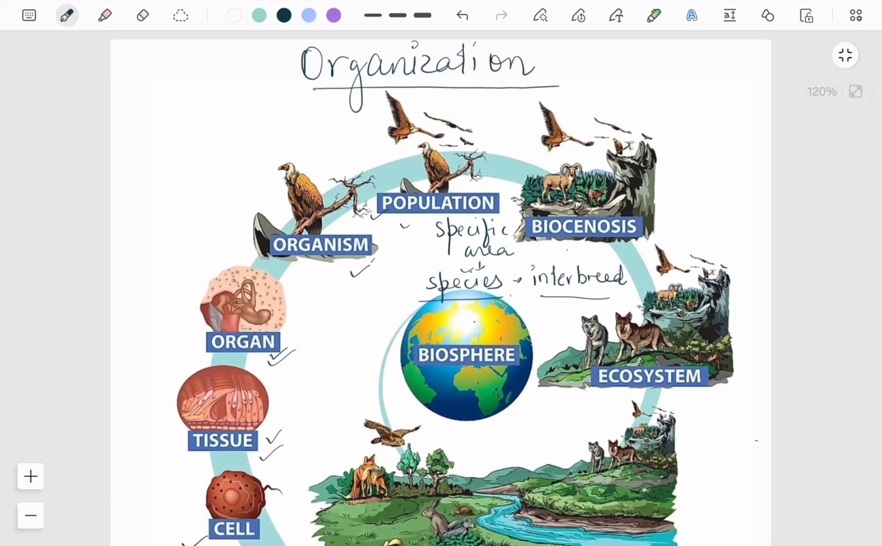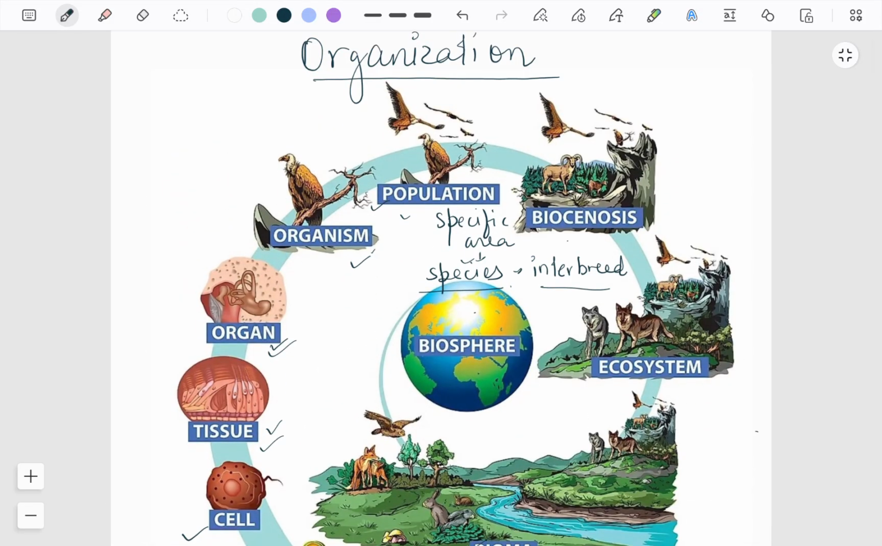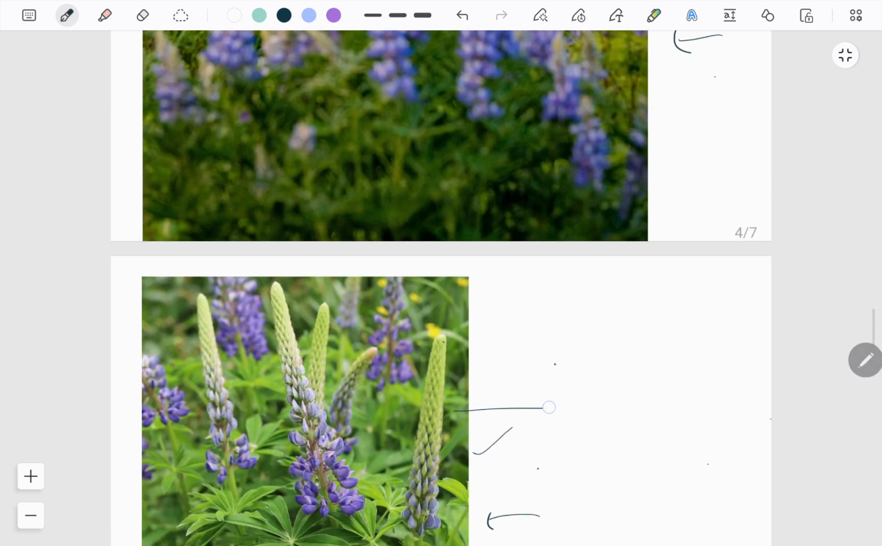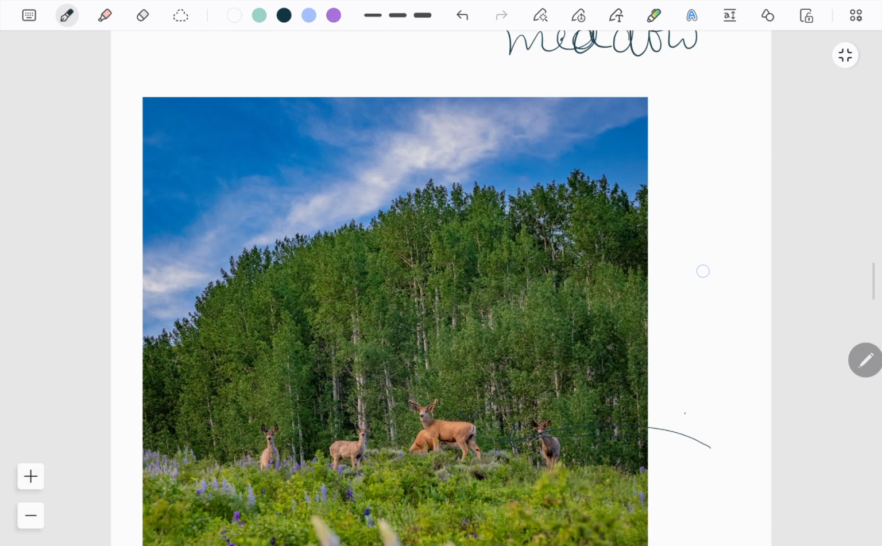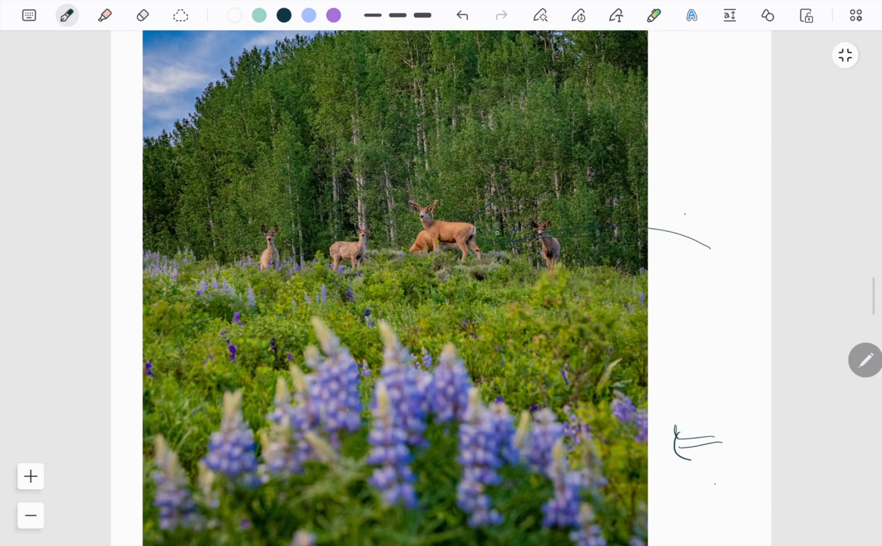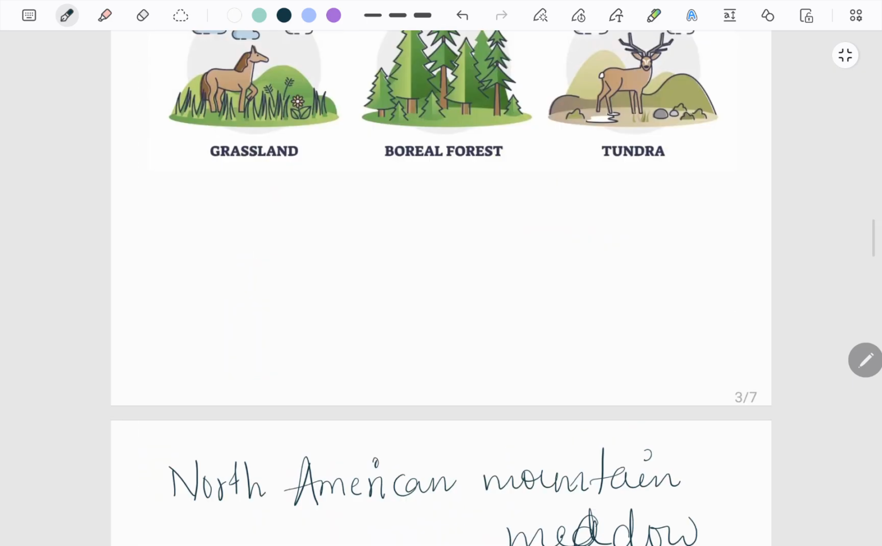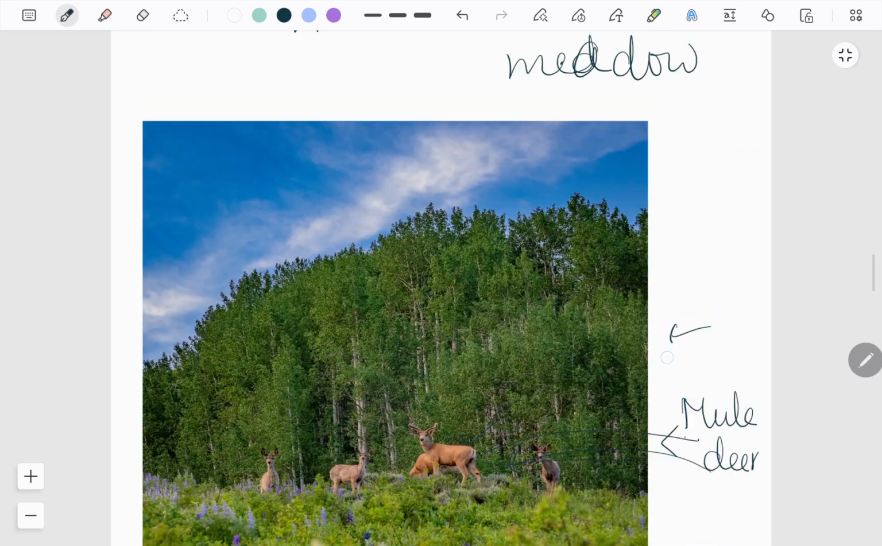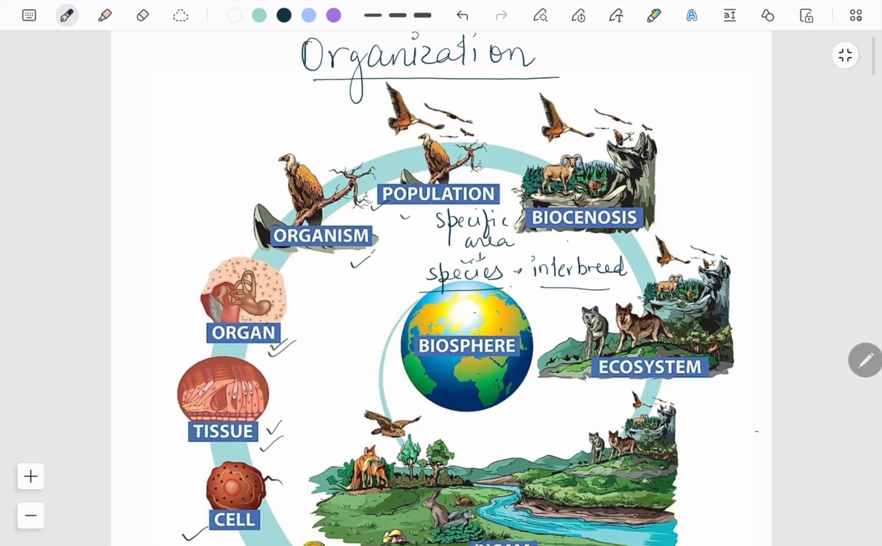Now we saw in North American mountain meadow population of lupine also. Shall I write the spelling of lupine? Which plant is this? Lupine. And so this is the population of lupine, and this is the population of mule deer. M-U-L-E, mule deer. Here you can see different trees also.